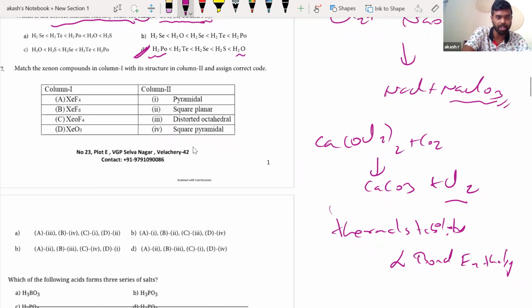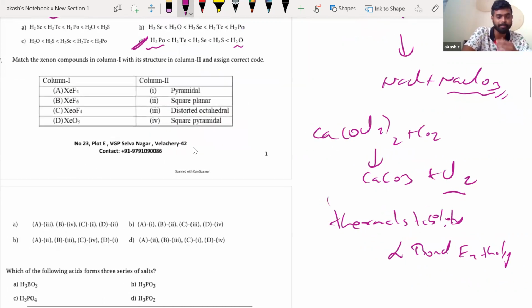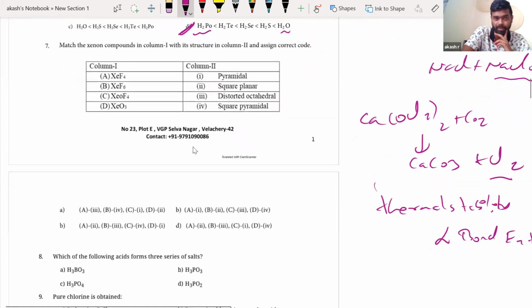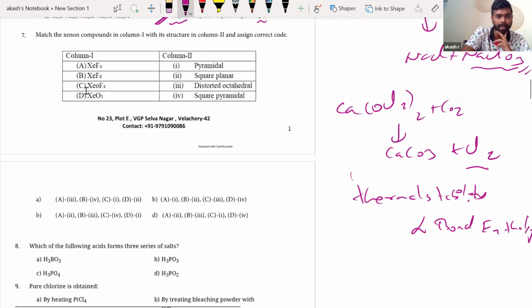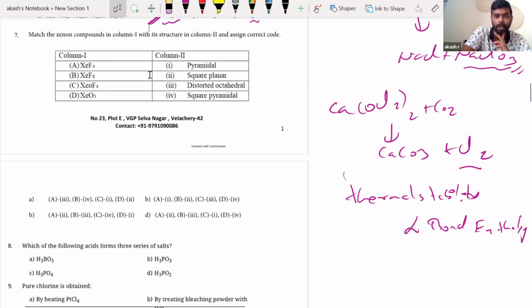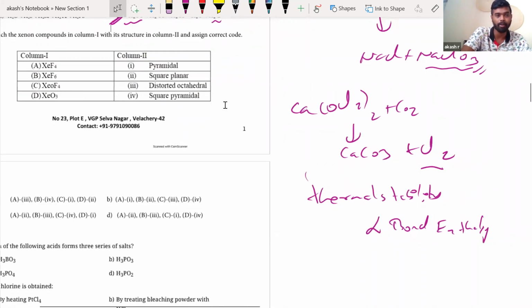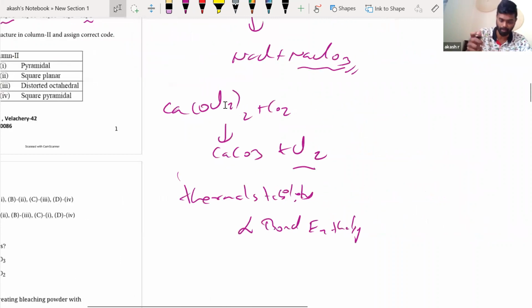Next. Question number 7. You have to do the shapes, right? That's what you have to do for all these compounds, XeF4, XeF6, all these compounds. You have to find what is the shape of these. Okay, right. Now we'll do it. Okay, first we have XeF4.